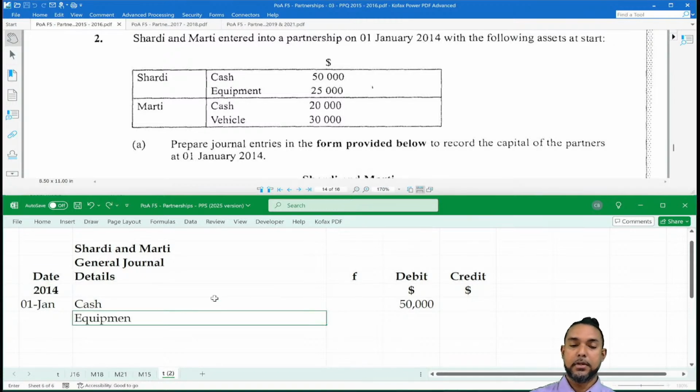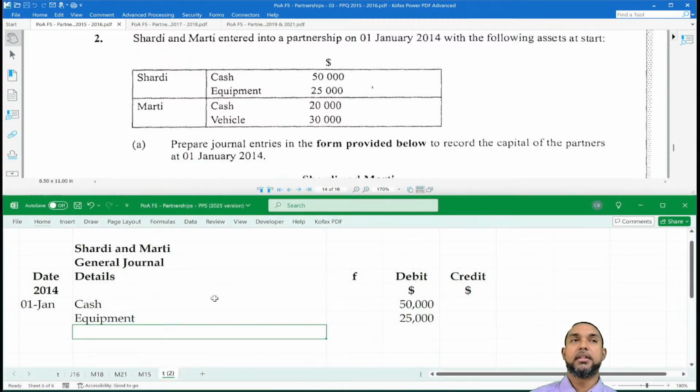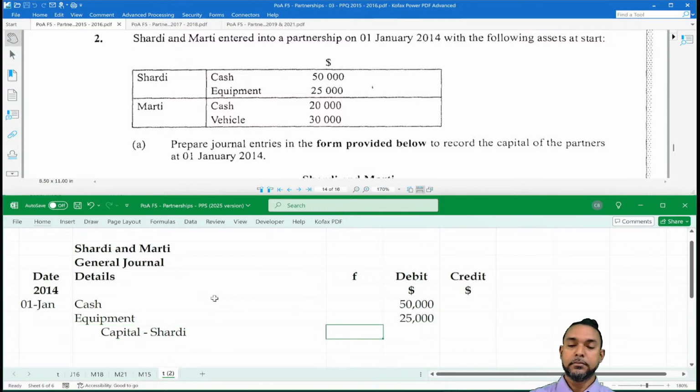Equipment is also an asset, so we're gonna put that also under the debit column. Now, where did those items come from? They came from Shadi. Who is Shadi? One of the owners. And anything the owner contributes is classified as capital. So, capital, Shadi, will simply be the sum of those two values.